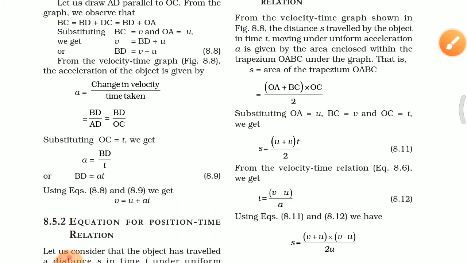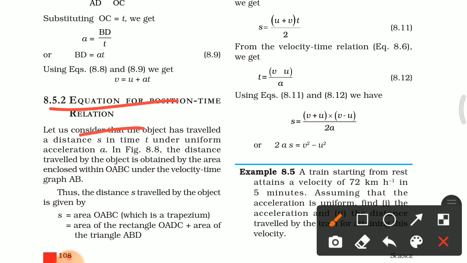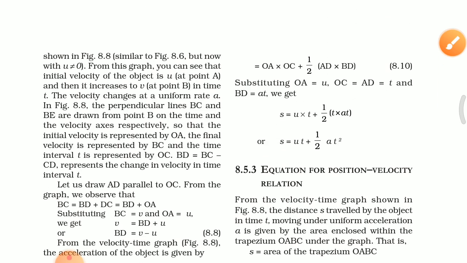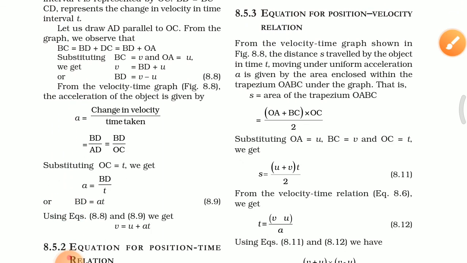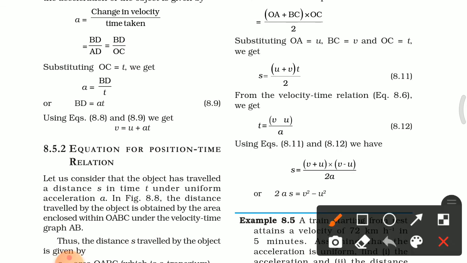And the second equation of motion is derived using the area of OABC, which is a trapezium, the area of the rectangle plus the area of the triangle. From this they derived s equal to ut plus half at squared. Then the third equation of motion, using the area of trapezium OABC, they found 2as equal to v squared minus u squared.